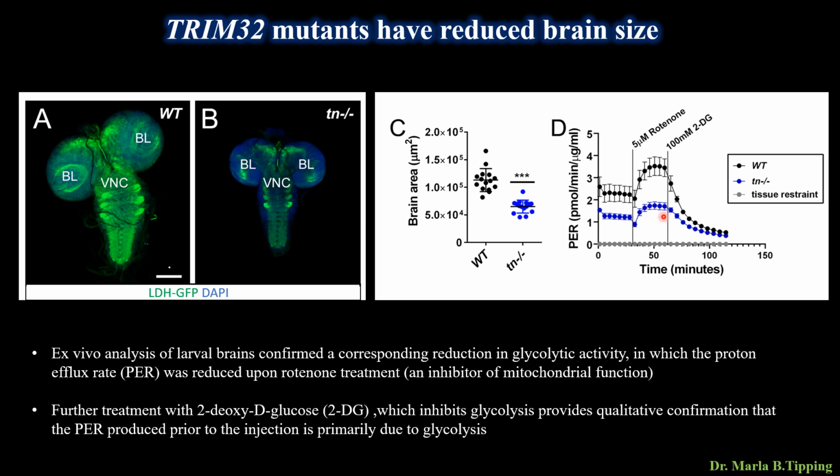So now we wanted to be sure that the protons that are being released are through glycolysis. We made another injection after the 12th cycle using 2DG, which is an inhibitor of glycolysis. So if the protons that we see are being produced through glycolysis, we should see a sharp decrease in the proton production, and that's what we observe over here. Therefore, our data provides evidence that indeed glycolytic flux is reduced in our TRIM32 mutant brains as well, just like in the muscle, and also they exhibit smaller brain size.